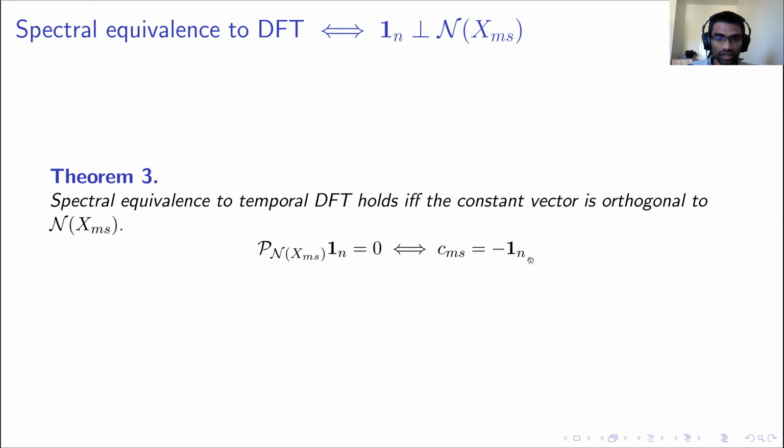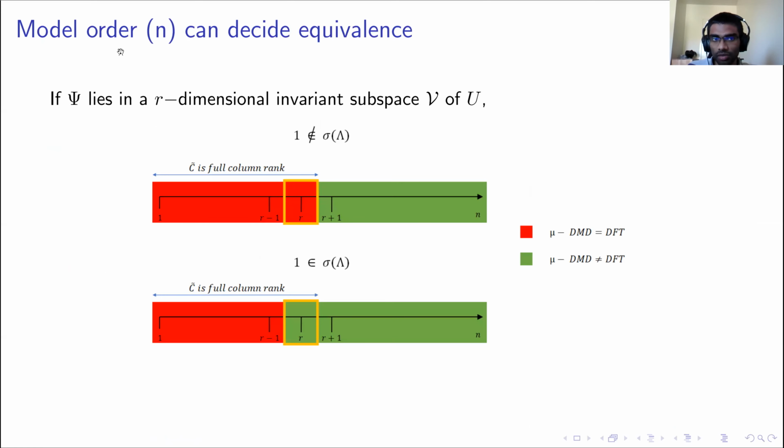So what we do is find a necessary and sufficient condition for spectral equivalence of DMD and DFT, and then we use this to say something about the model order. So if the order of your model is strictly more than the dimension of the invariant subspace, then there's no spectral equivalence. If your observables are good enough, then n less than r means you will have an equivalence of mean subtracted DMD and DFT. And when n is r, it's an edge case depending on whether or not you have one in the spectrum of lambda.